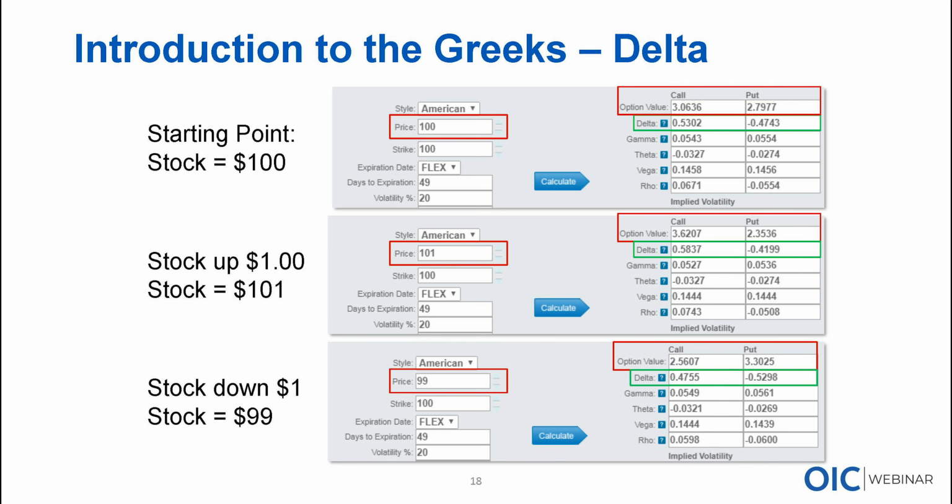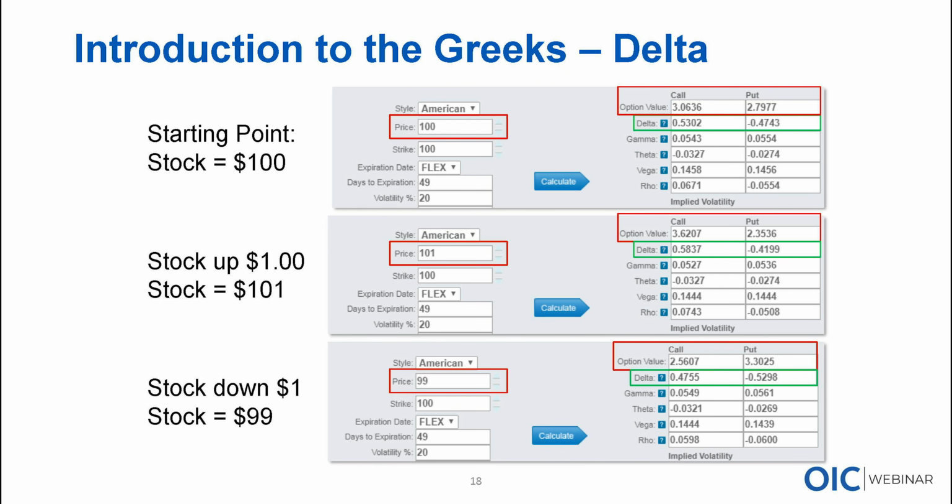And here's an example. This is from our OIC online options calculator. We've got a starting stock price of $100, and we're looking at the $100 strike. The call value, as you see there on the right, is a little over $3. The put value is about $2.80. Both of them are trading roughly around 50 delta, 53 on the call, 47 on the put. As the stock goes up $1 to 101, you can see our call value has now changed to $3.62, while our put value has dropped to $2.35. That's the effect of delta.